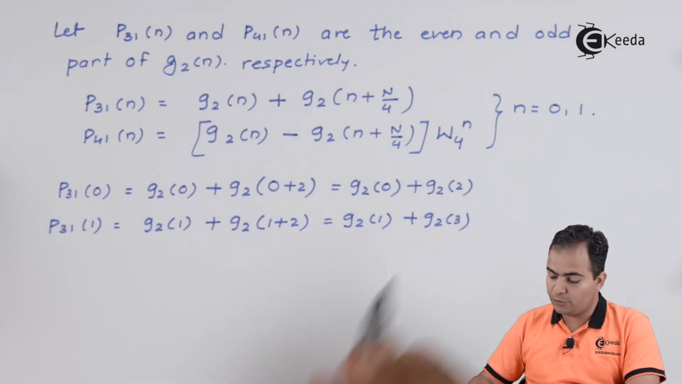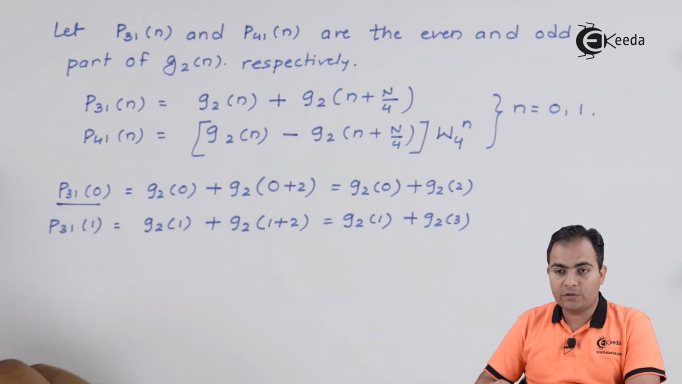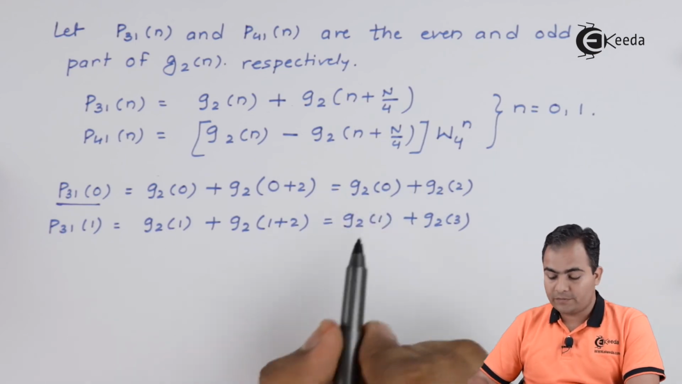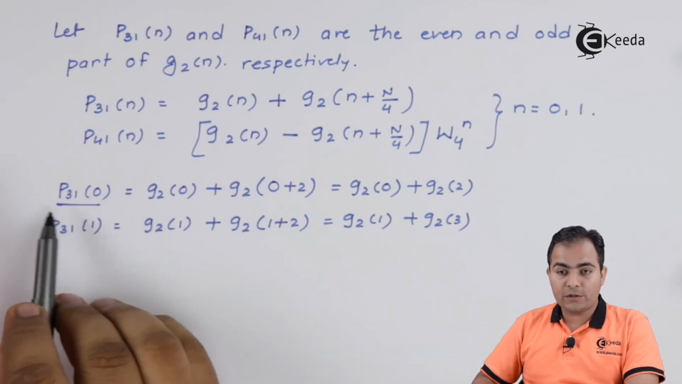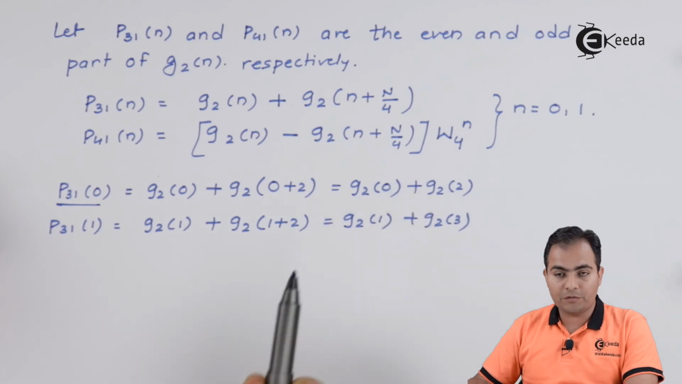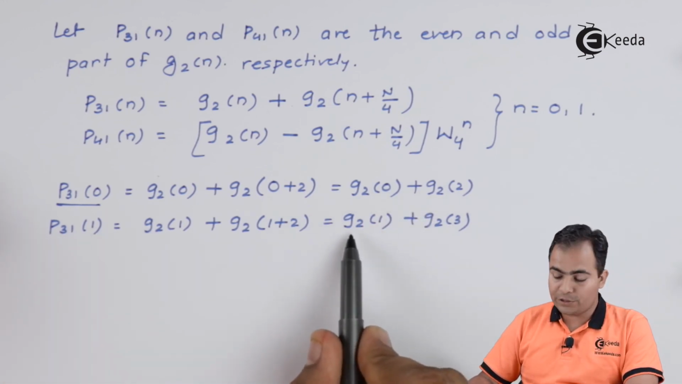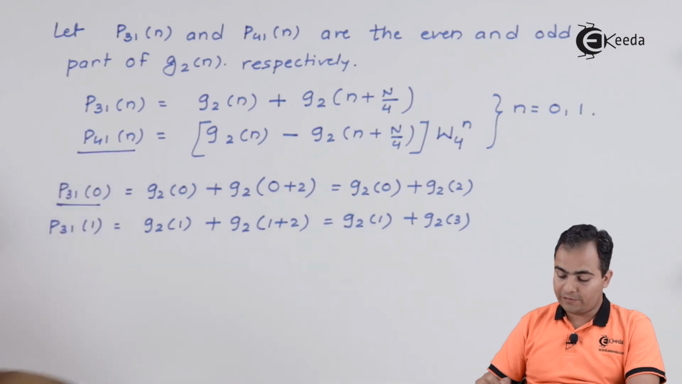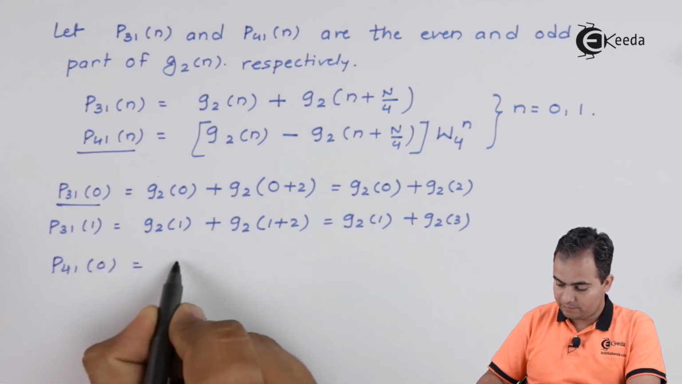G2 of 1 plus G2 of 3. So to get the even values of G2 of n, what can we do? We will add even values. To get the even values, first of all, we have substituted 0 and 1. So the first value of P3 of 0 you can get by just adding G2 of 0 and G2 of 2. And the second value, P3 of 1, you can get by just adding G2 of 1 and G2 of 3. Now we will calculate the odd part of G2 of n by just substituting 0 and 1 in that equation.